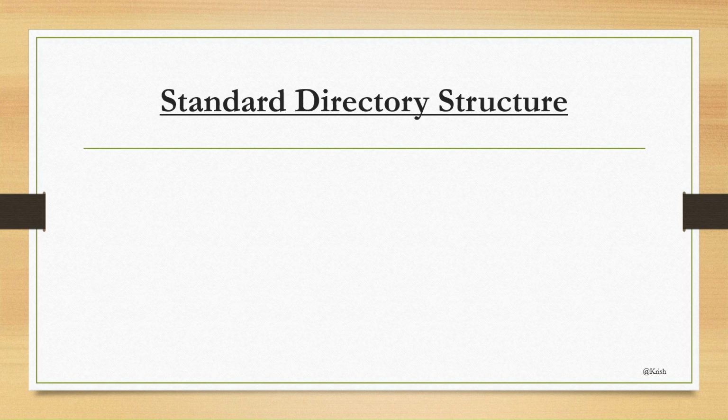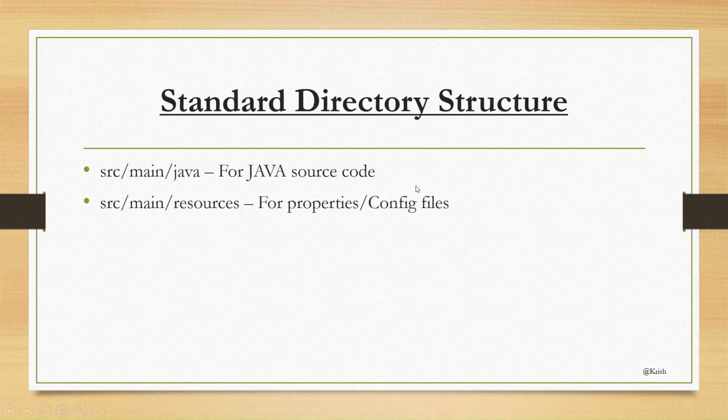Another use of Maven is the standard directory structure. It has one structure, so you need not worry about checking where the files are. For example, it's like src/main/java, where we have only the Java files, the code. And for resources, we need to add things like application.properties.